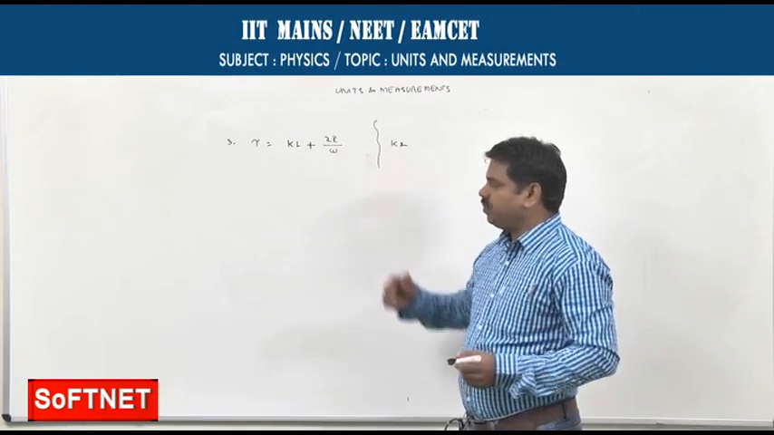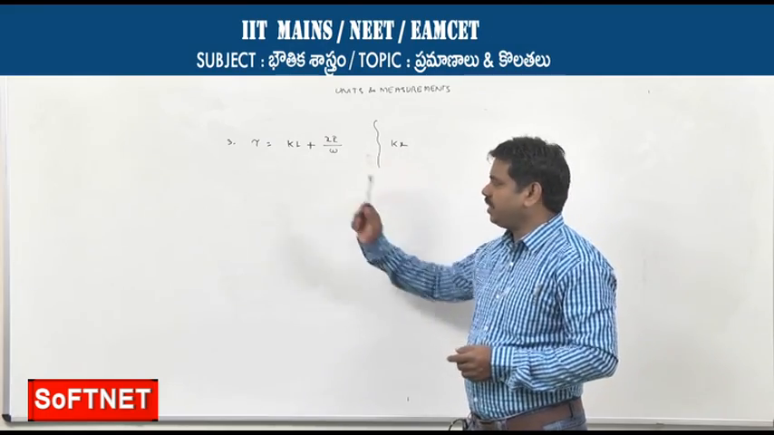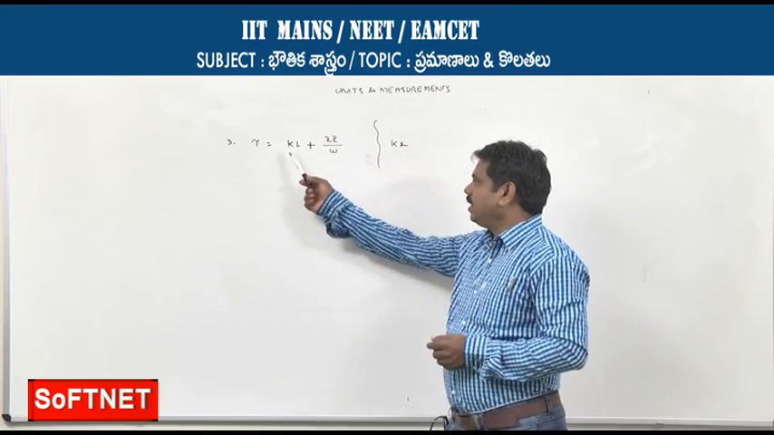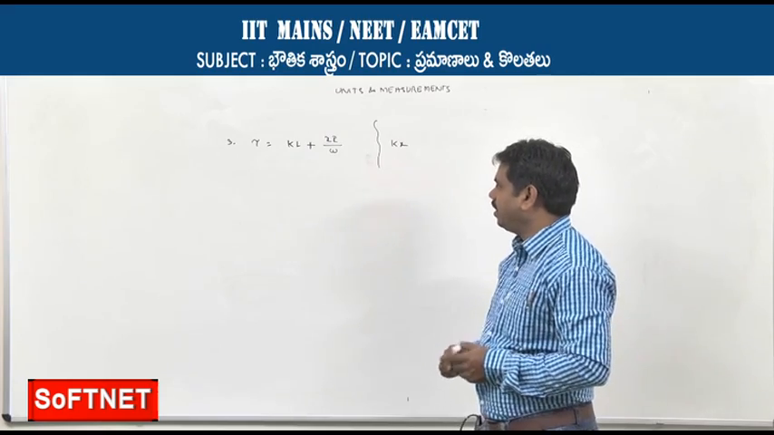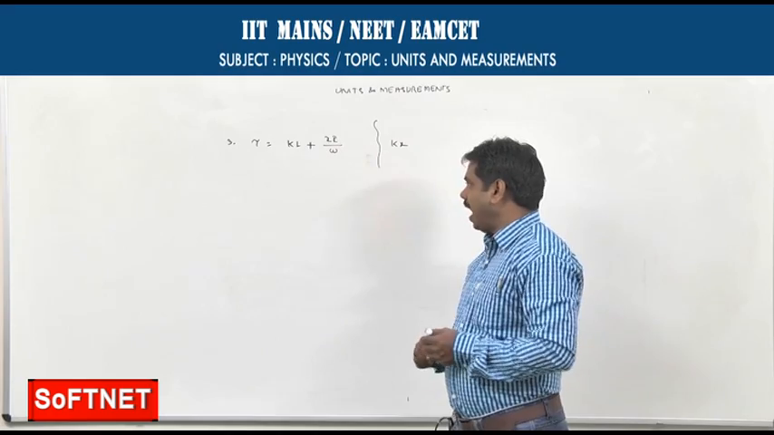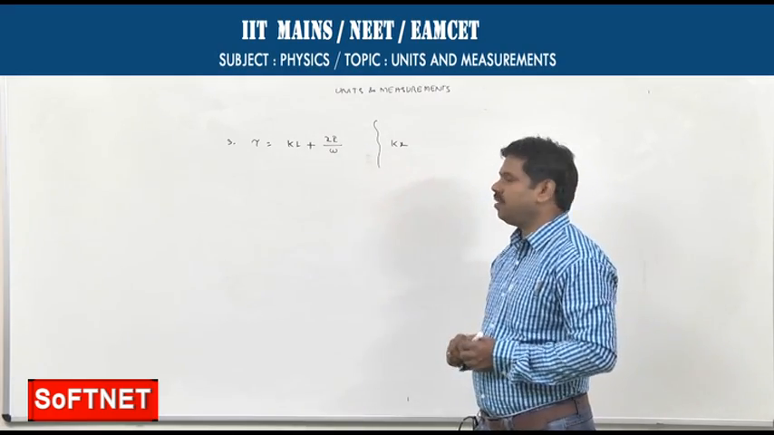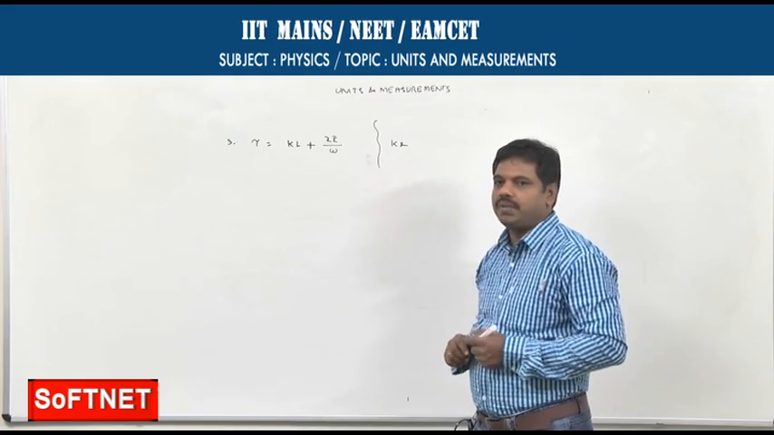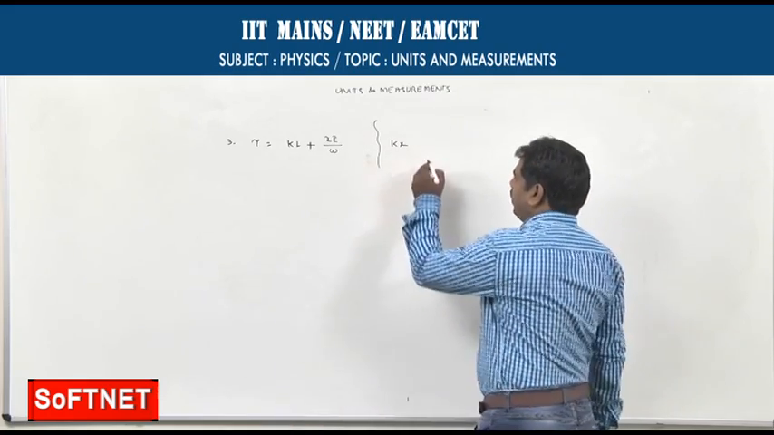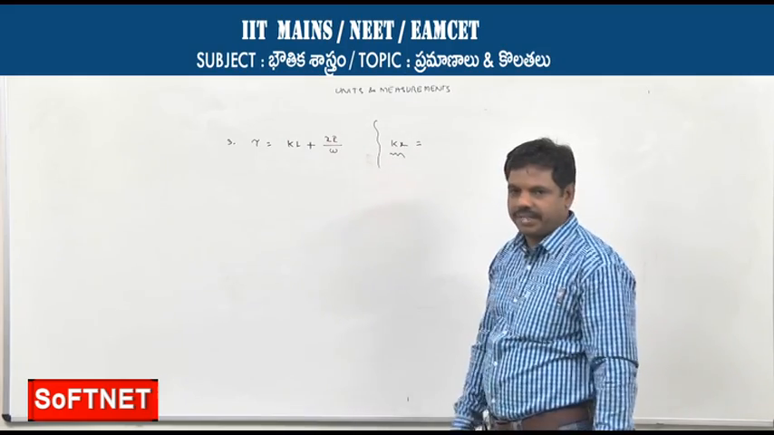Now let me take one more problem here. The torque acting on a particle is represented by this relation, which is equal to KL plus xI by omega. Here K is a constant, L is angular momentum, x is a constant, I is moment of inertia, omega is angular speed. Here we are required to find out the dimensions of Kx, or the dimensional formula of Kx.